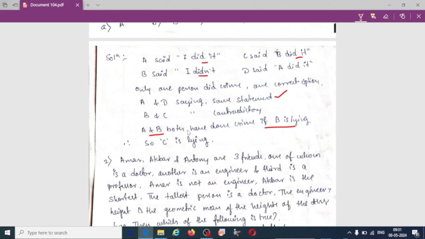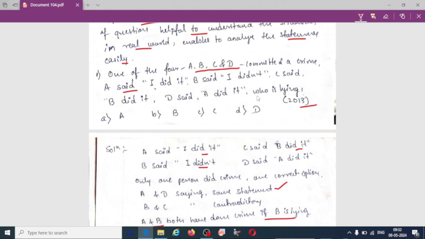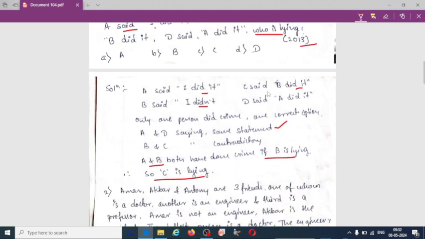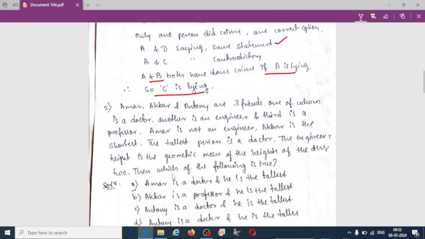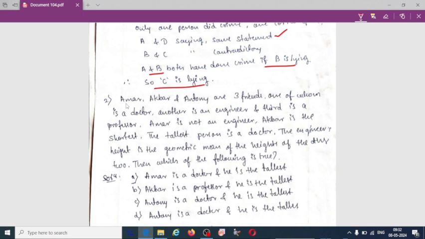If B is lying, both A and B have done the crime. A is saying I did it, B said I didn't. Both have done the crime if B is not telling the truth, that means he is lying. But from this contradiction, we can observe that C is saying B did it. That means C is lying. These two statements are not matching. The question asks who is lying, so C is lying. Quite different from other questions. They look easy, but sometimes we have to apply logic.